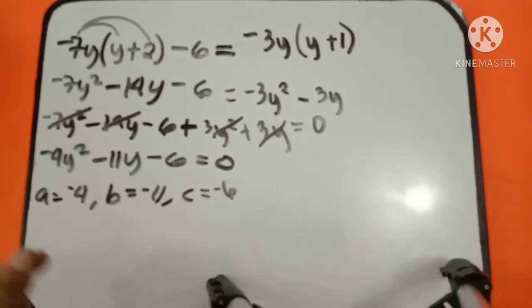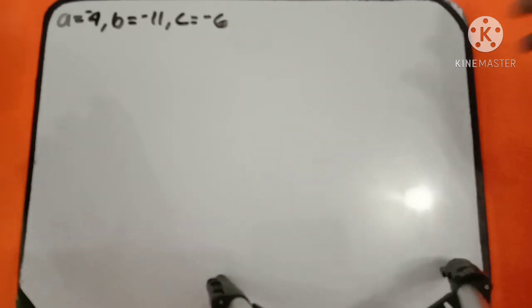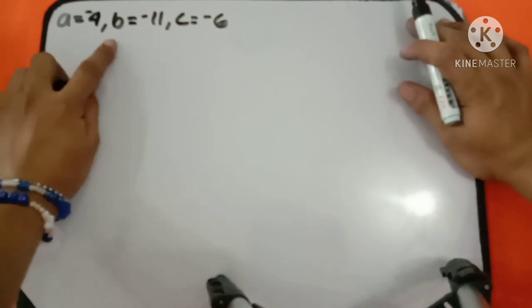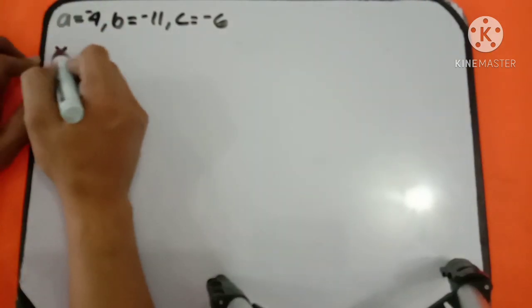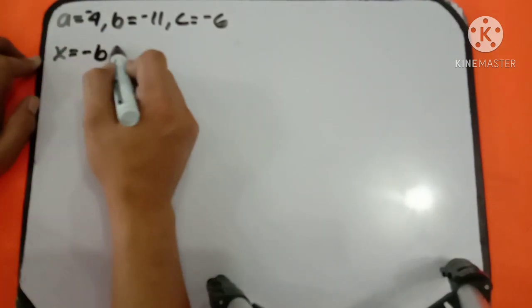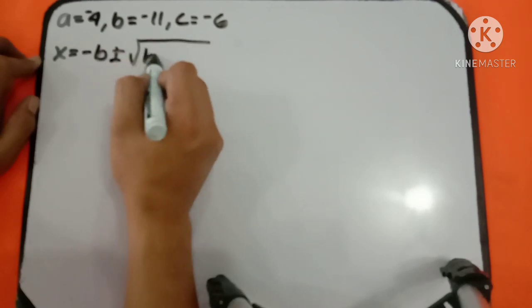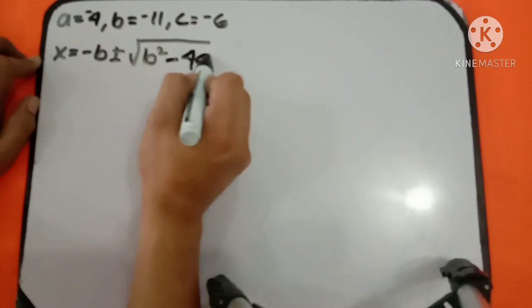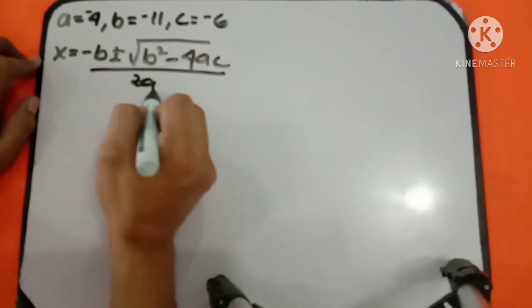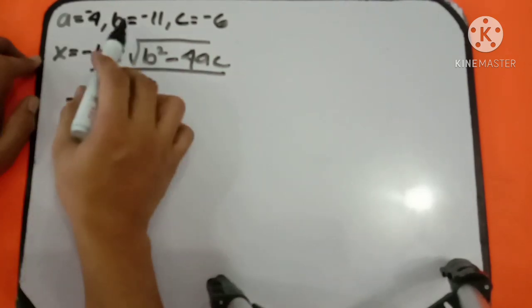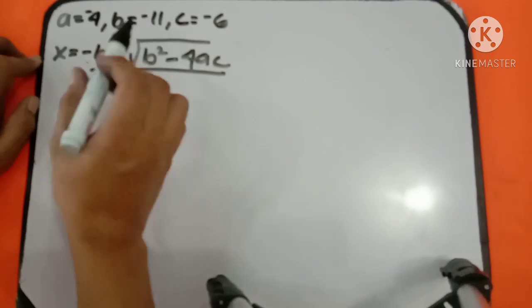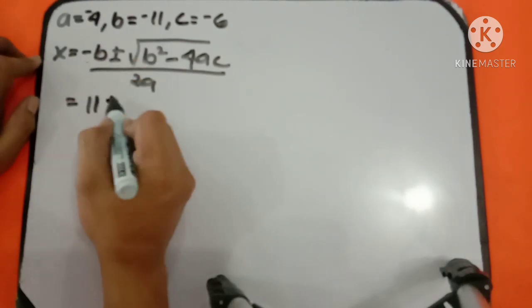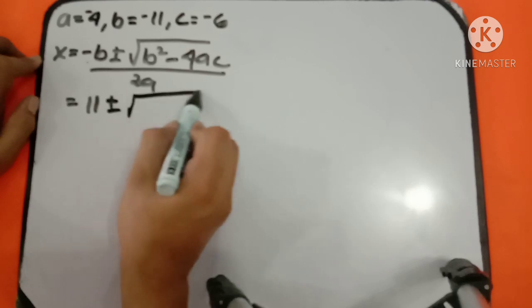So we can use the quadratic formula. So again, the value of a is negative 4, b is negative 11, and c is negative 6. So we can now use the quadratic formula. x is equal to negative b, positive negative the square root of b squared minus 4ac all over 2a. Then we substitute. Our b is negative 11. The negative 11, then we still have here negative. So negative times negative will give us positive 11. Then copy the positive negative and also the radical.